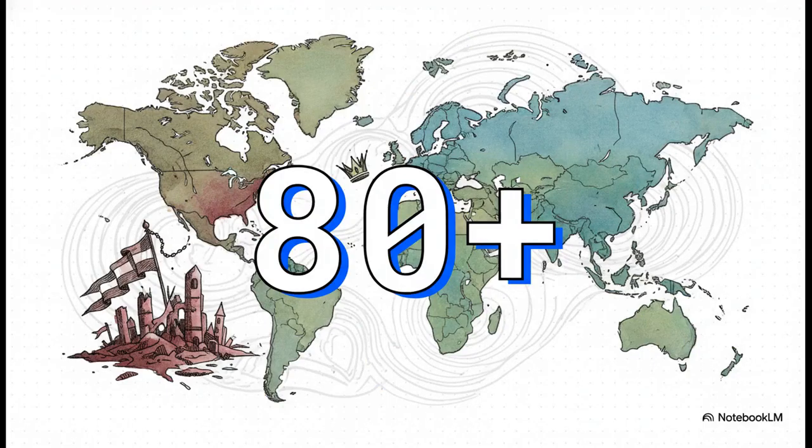And just to give you a sense of the sheer scale of this transformation, we're talking about more than 80 new countries appearing on the world stage after 1900. Think about that, 80, each one born from the ashes of old colonial powers. It was a fundamental, ground-up redrawing of the entire global political landscape.